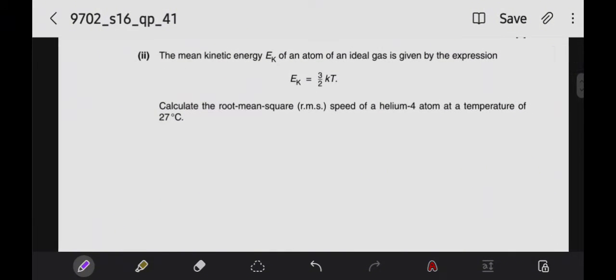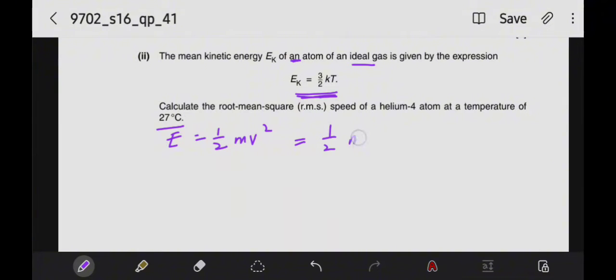The mean kinetic energy of an atom of an ideal gas is given by the expression. Calculate the root mean square speed of a helium atom at a temperature of this. So since this formula is for mean kinetic energy, and we know that another formula for kinetic energy is half mv square, it would become half m mean square speed.